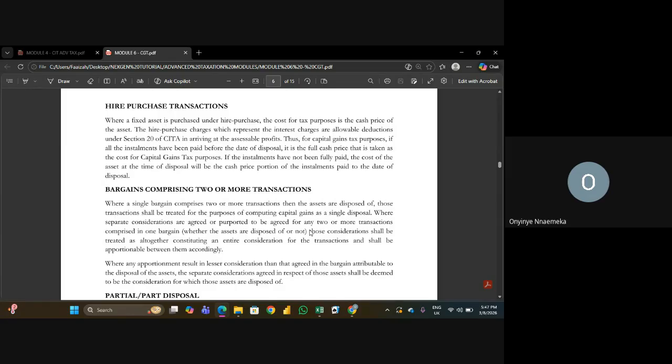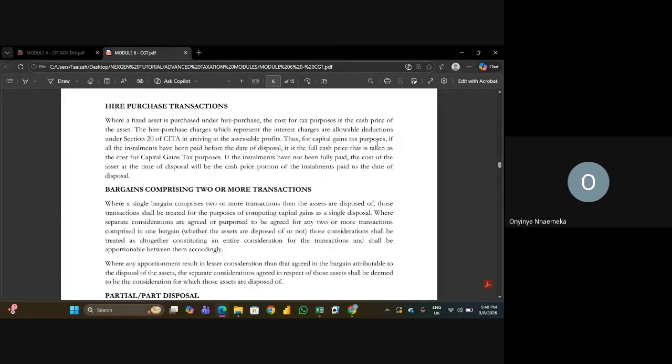Now, hire purchase. Where a fixed asset is purchased under hire purchase, the cost for tax purpose is the cash price of the asset, which means we are not considering the hire purchase price. Remember, the hire purchase price equals cash price plus what? Interest. Because you are not paying at the time when you have to pay, you will pay interest on the time that you have wasted, right? But in this case, you do not consider the hire purchase price, you consider the cash price. Okay. So the hire purchase charges, which represent interest charge, are allowable deductions under SITA in arriving at assessable profit.